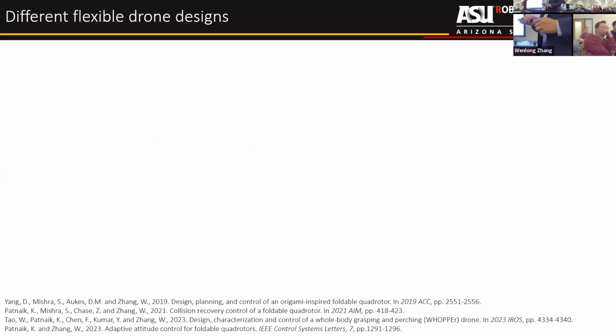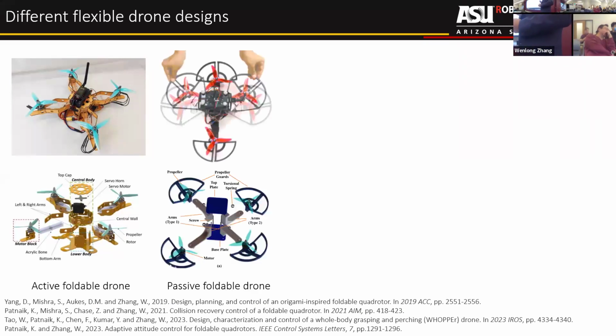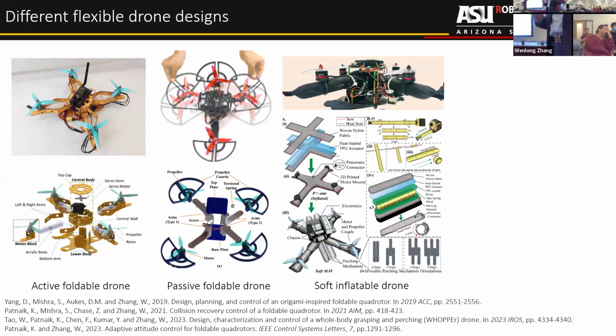Very quickly, an overview. I want to first acknowledge that there is a lot of work going on in flexible aerial robots, one of the most exciting areas in the aerial robot field. But in our lab over the years, we have worked on active foldable drones that can actively change their morphology and fold themselves. We have worked on passive foldable drones, which means these drones will be folded when they contact the environment. We have worked on soft inflatable drones that have an inflatable chassis and almost continuously adjustable chassis stiffness.